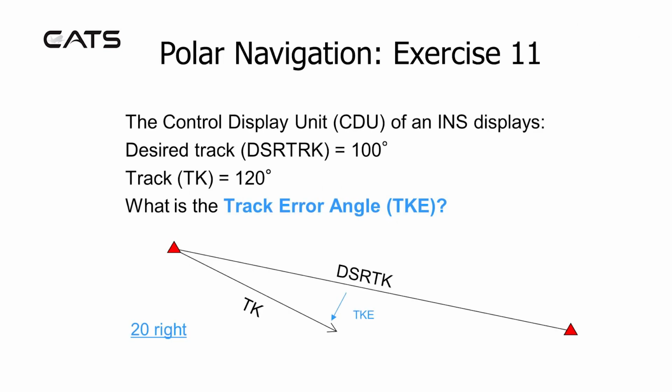Exercise 11. The control display unit of an INS displays desired track 100, track 120. What is the track error angle? The track error angle is the difference between desired track and track. This is 20 degrees right.